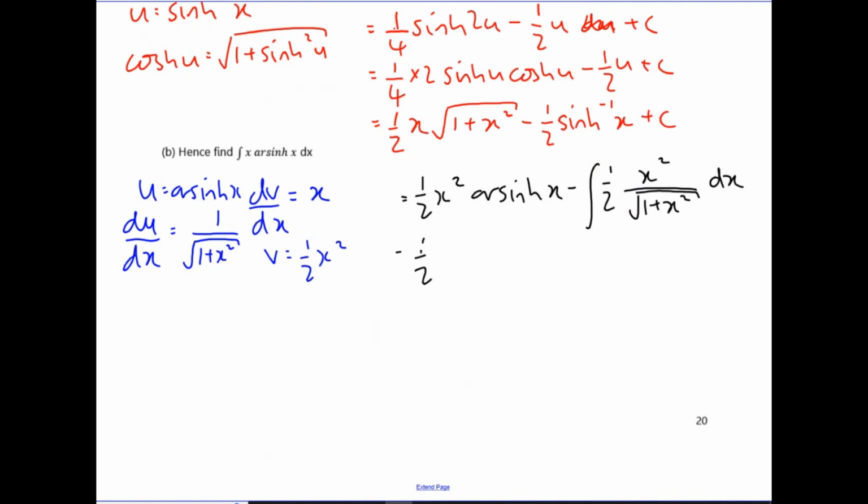We've done this integral in the first part, which is why it's a hence question. Half x squared arsinh x minus half times the result that we got in the previous part of the question. So that's a quarter x root 1 plus x squared minus a quarter arsinh x. This was arsinh instead of inverse sinh. Plus c.